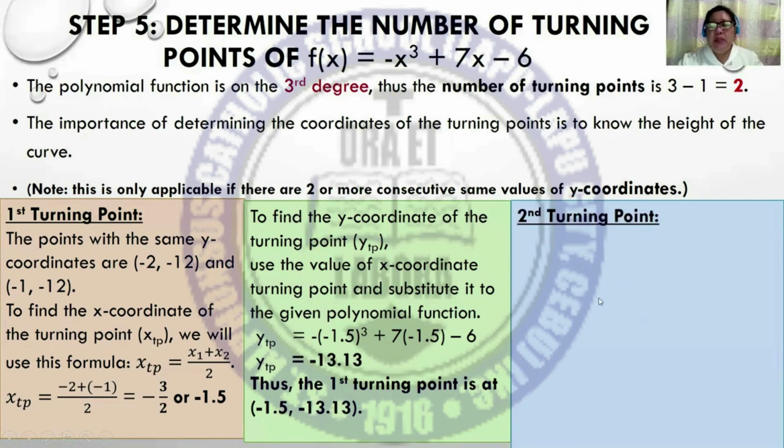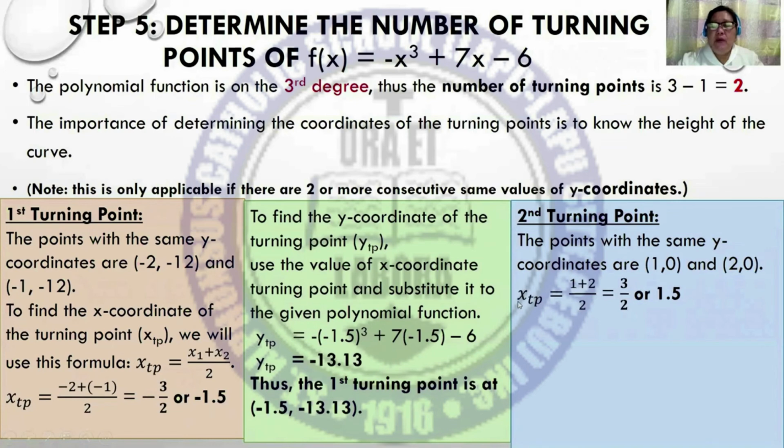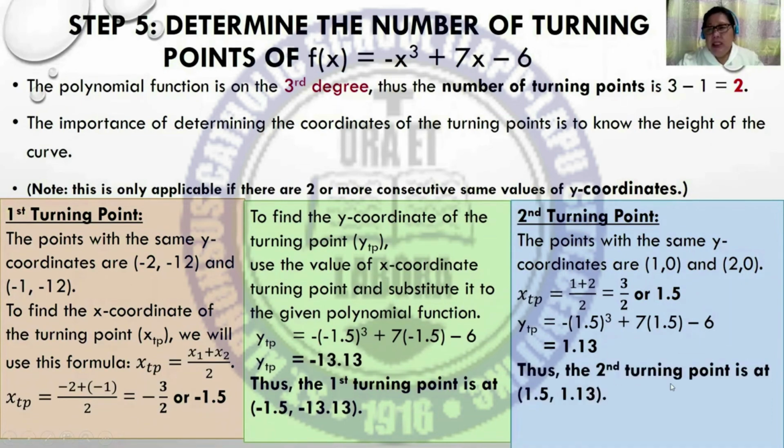For the second turning point, the points with the same y coordinates are (1, 0) and (2, 0). So, solving for the value of x, that is 1 plus 2 divided by 2, that is 3 halves, or 1.5. And for the value of y of the turning point, you have to substitute 1.5, take the cube, then change x here with 1.5 minus 6 is equivalent to 1.13. Thus, the second turning point has coordinates 1.5 and 1.13.